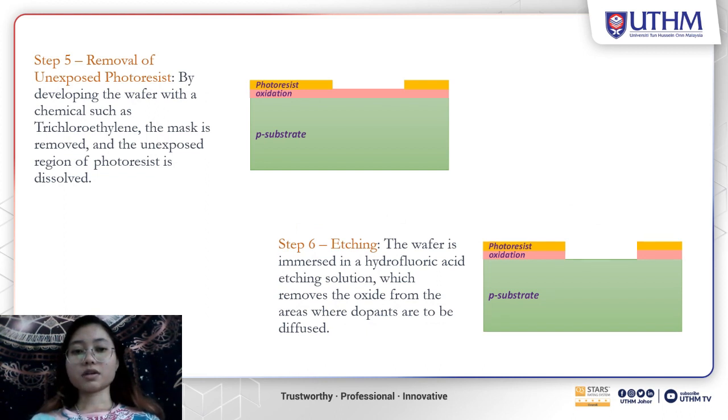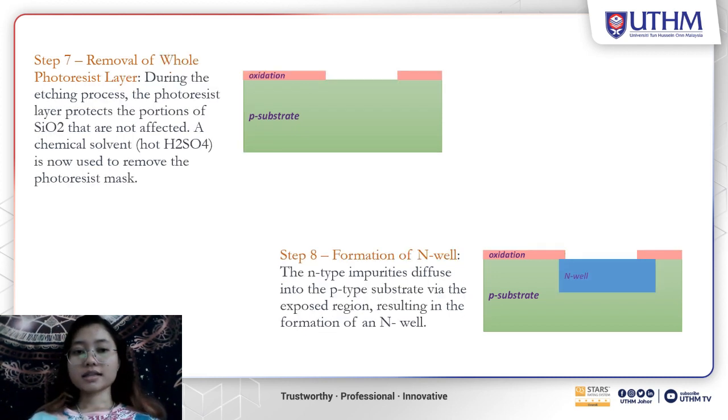Step 5 is removal of unexposed photoresist. By developing the wafer with a chemical such as trichloroethylene, the mask is removed and the unexposed region of photoresist is dissolved. Step 6 is etching. The wafer is immersed in a hydrofluoric acid etching solution which removes the oxide from the areas where dopants are to be diffused. Step 7 is removal of whole photoresist layer.